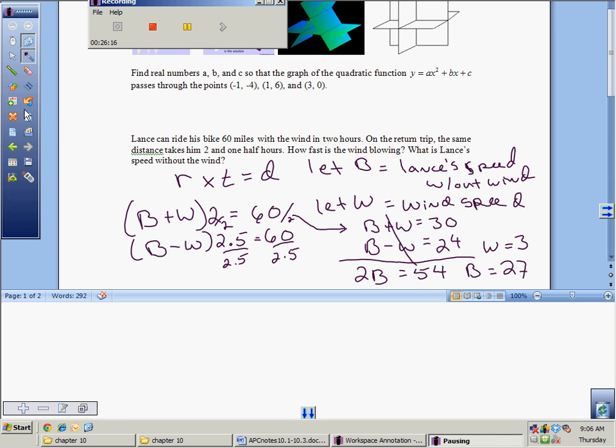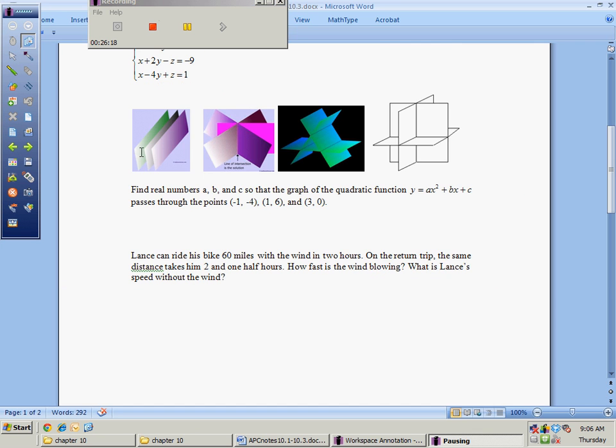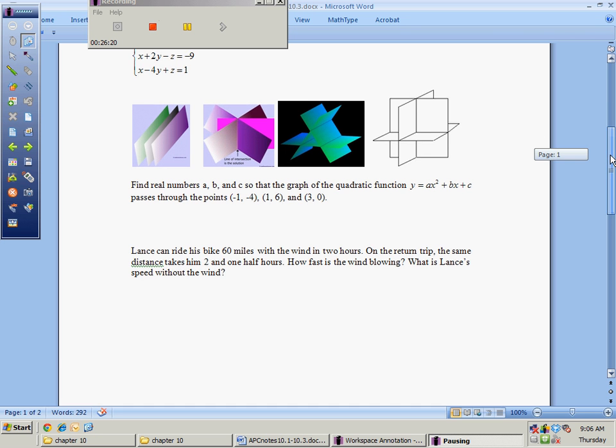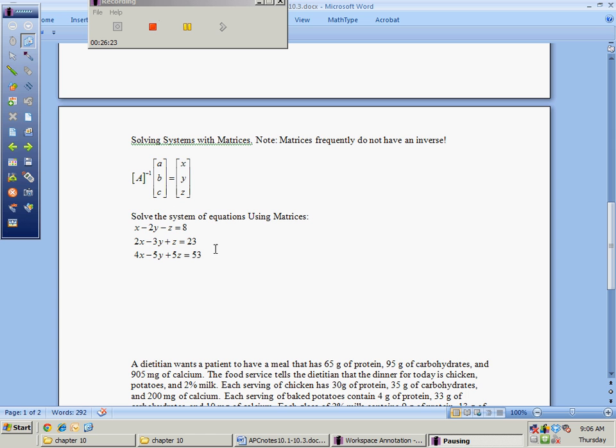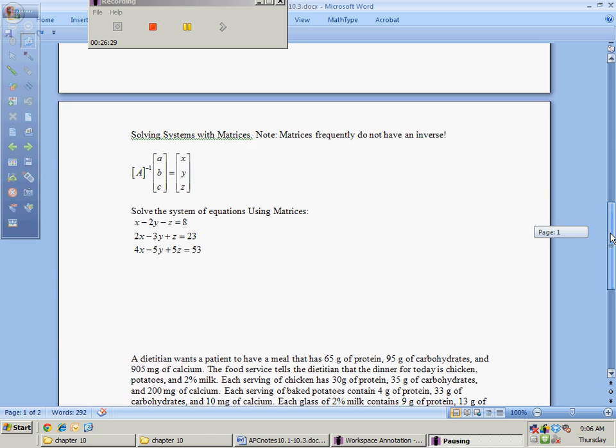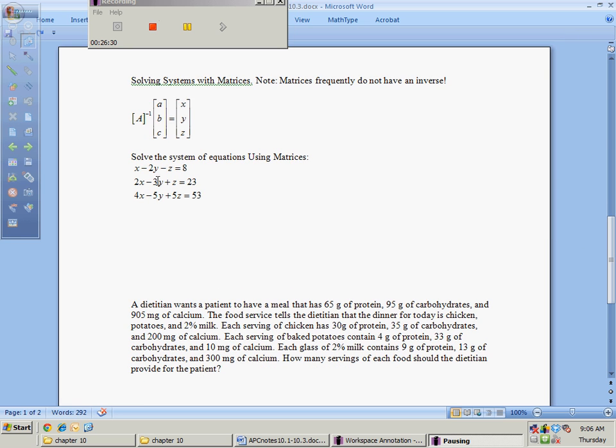All right. So now you want to get to the good stuff. You want to know how to solve with matrices, okay? And here's a couple problems. I don't know if I'll do this one. I think I'll just set up this dietitian problem. But solving with matrices, matrices frequently do not have an inverse.